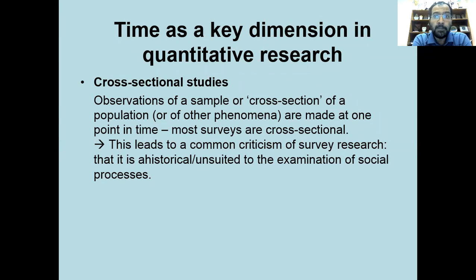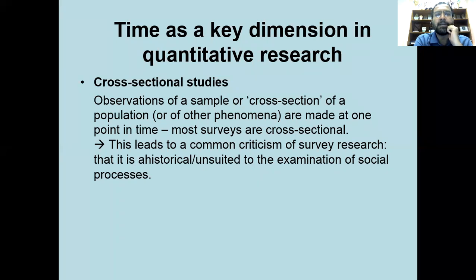So keeping time in mind, you have to have various approaches. Number one, that is called cross-sectional studies. Observation of a sample or a cross-section of a population are made at one point in time. Most surveys are cross-sectional. This leads to common criticism of survey research, that is, it is unsuited to the examination of social processes. So one thing which you normally do is called cross-sectional studies.